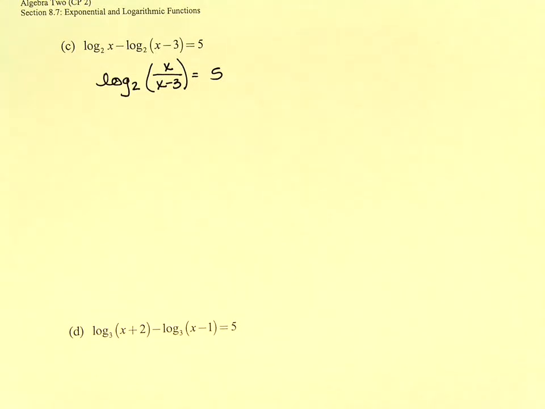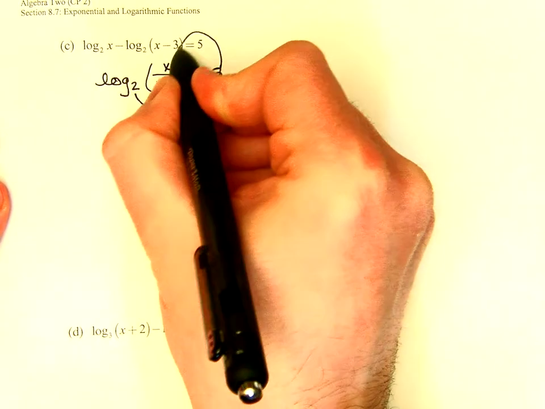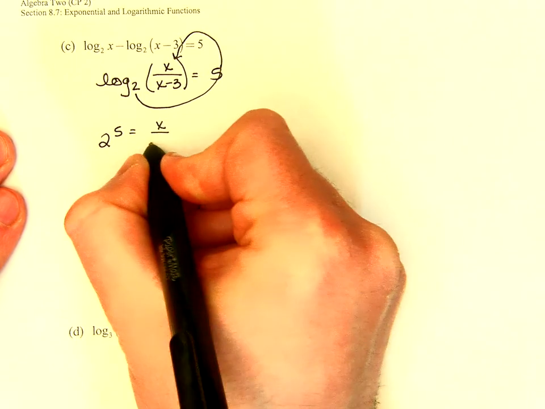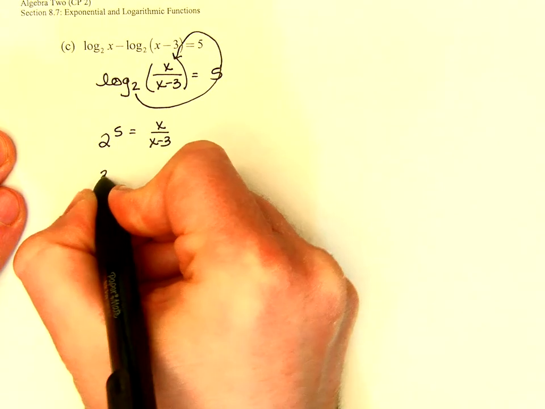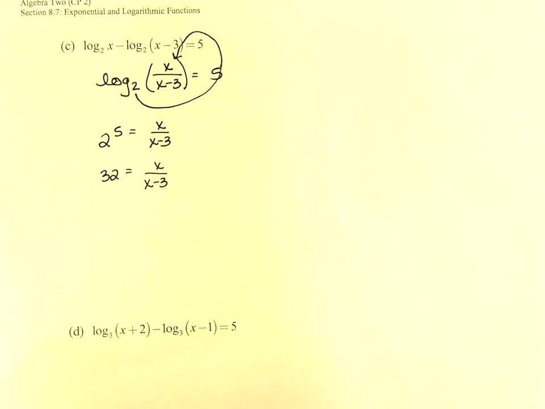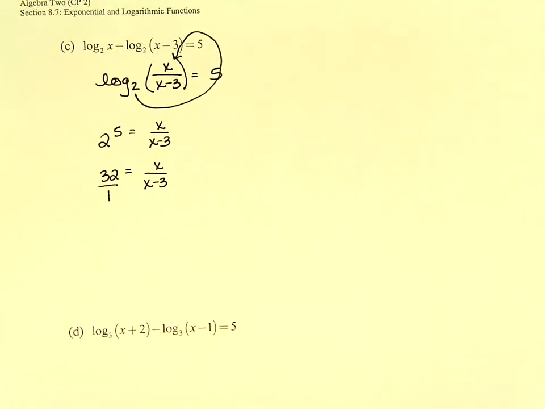I'm going to convert this to exponential form. I'm going to say 2 raised to the 5th equals that whole thing that I had inside. So 2 to the 5th equals x over x minus 3, or 32 equals x over x minus 3. This is one of our rational equations. I think the easiest way to proceed from here is to turn the 32 into 32 over 1, and then we can just cross multiply, as long as we're careful with some parentheses.